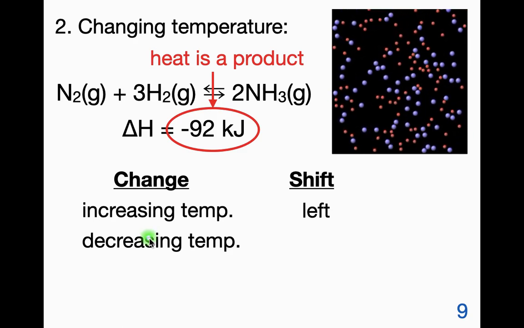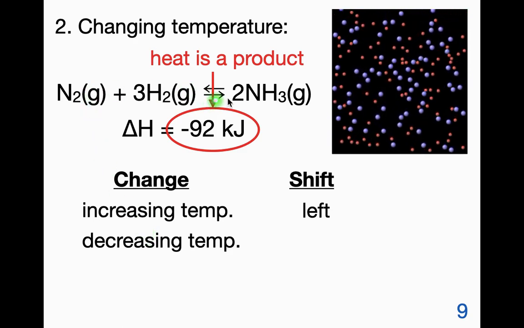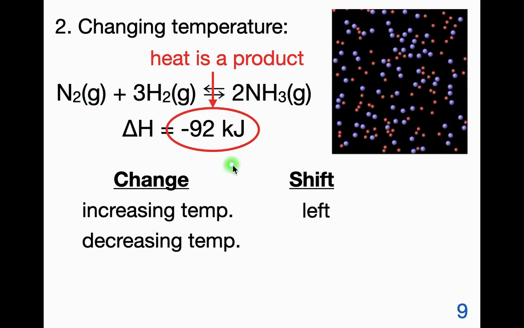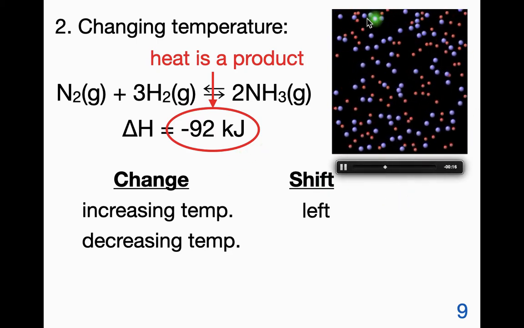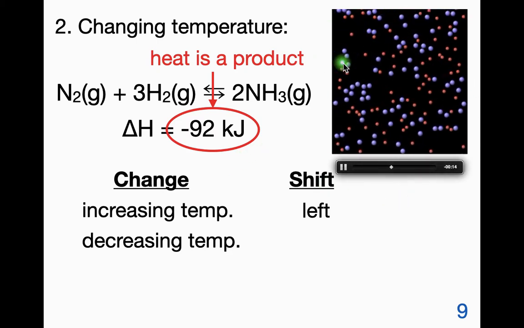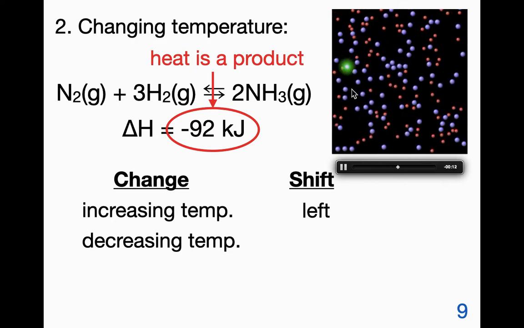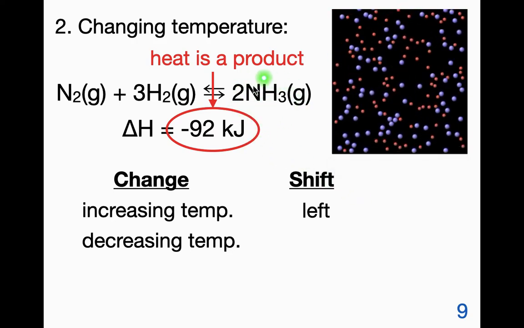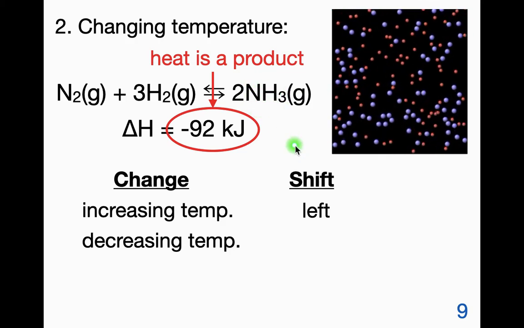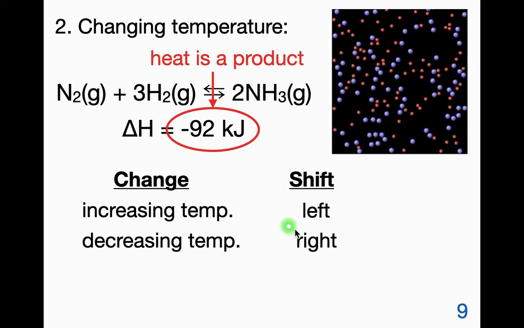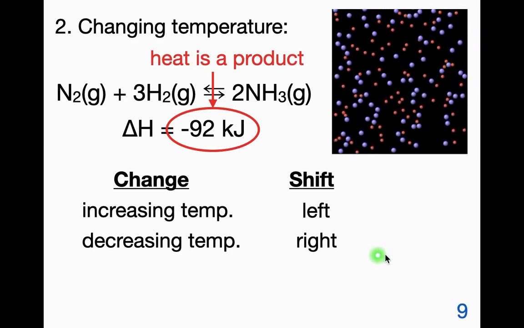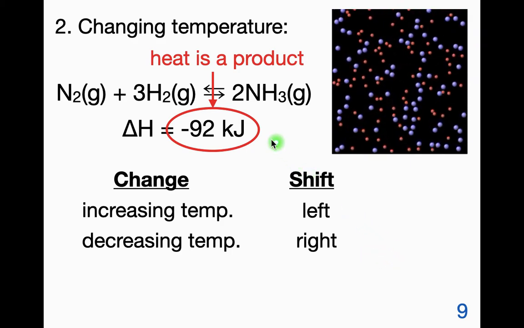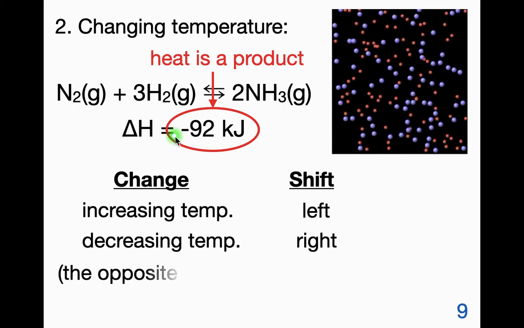If we decrease the temperature, that means we're going to be removing heat. So if the reaction is taking place in this vessel and we cool it off, what's happening is we're removing heat. And if we're removing heat, it would be just like removing ammonia. We're removing a product, so it's going to shift to the right. See how that works?